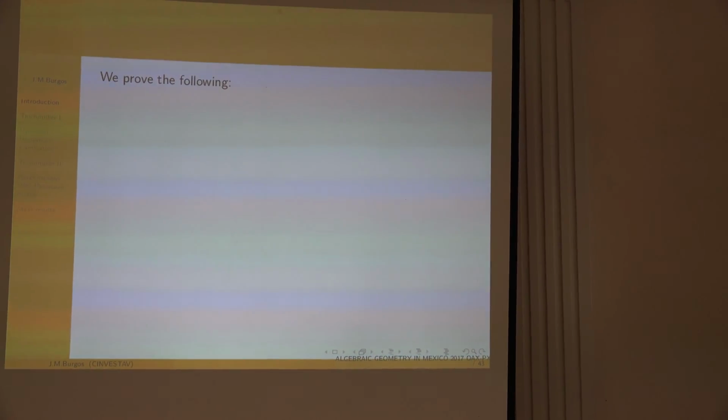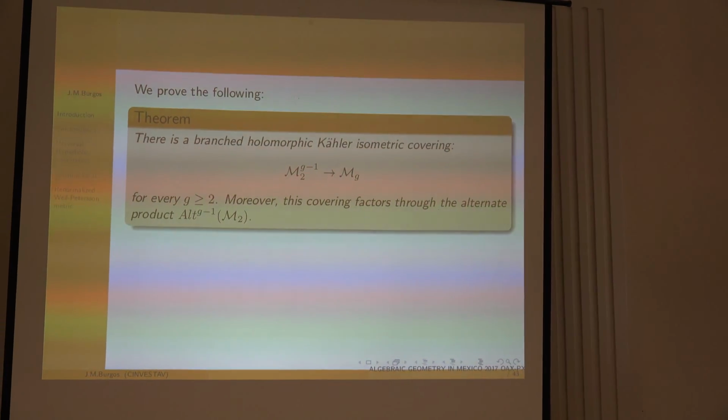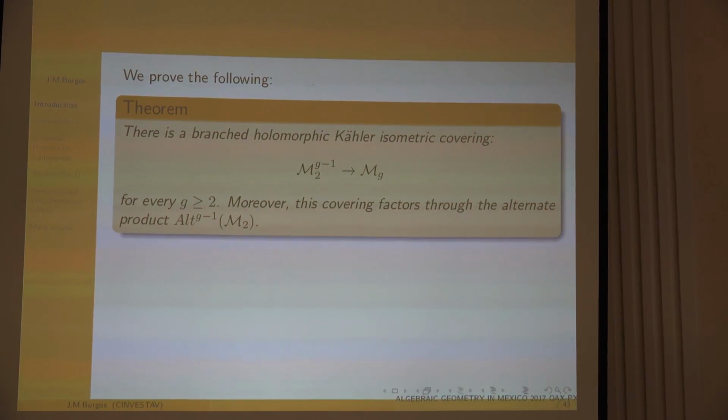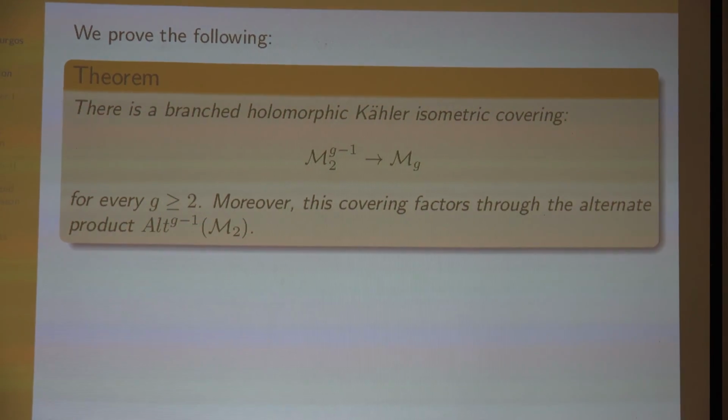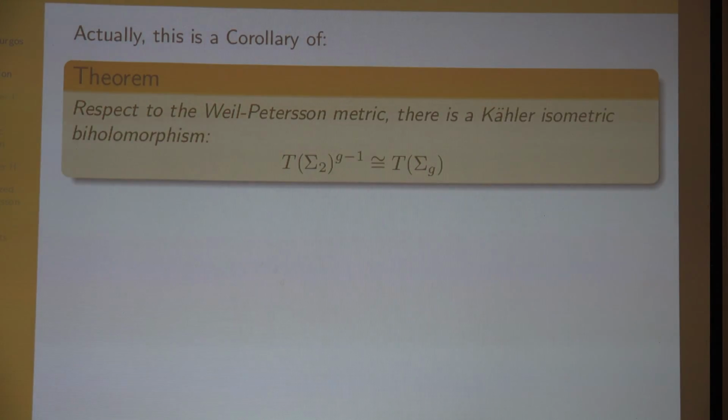And with this in mind, we prove the following: that there is a branched holomorphic Kähler isometric covering, in the orbifold sense, for every genus greater than or equal to 2, and this covering factors through the product of the moduli of genus 2 compact curves. And actually, this is a corollary of the following result. With respect to the respective Weil-Petersson metrics on the Teichmüller spaces, there is a Kähler isometric biholomorphism between the G-1 copies of the Teichmüller space of genus 2 curves and the Teichmüller space of genus G curves.